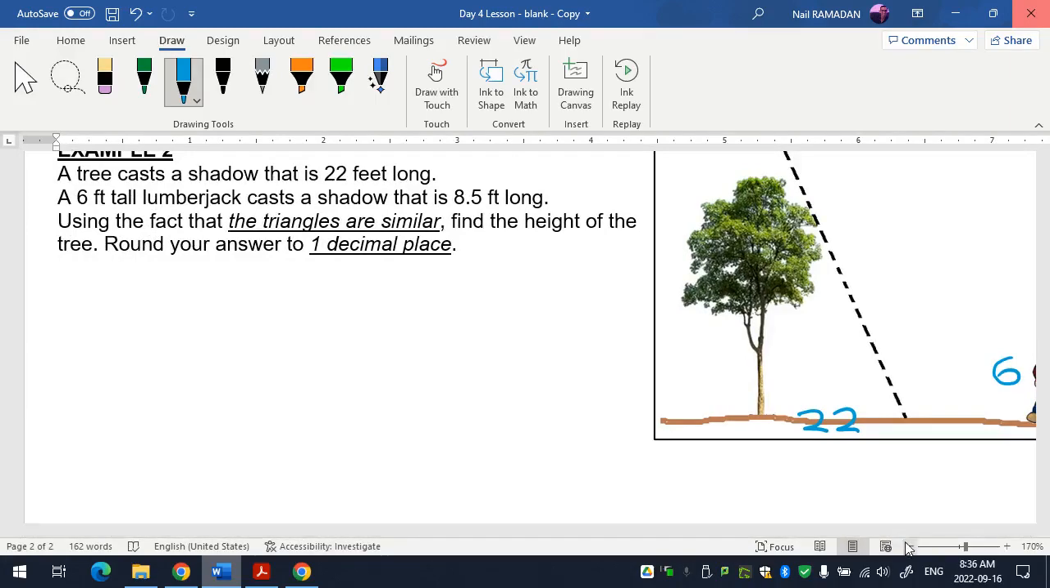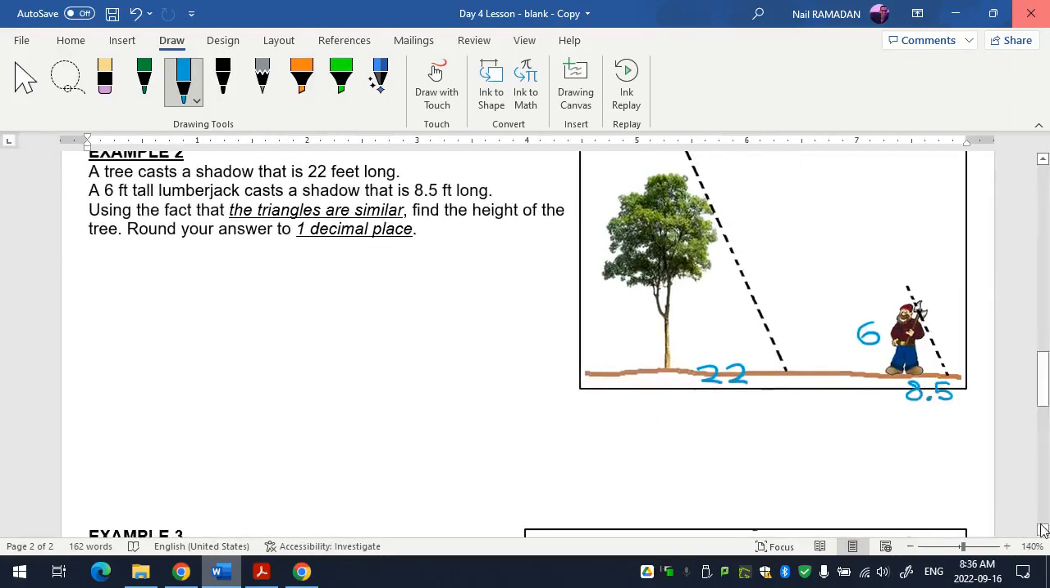One good practice to do now, instead of using these triangles right here, is to just sketch them again here. So everyone, let's do this. Let's sketch a triangle right here, and a smaller similar one right here.